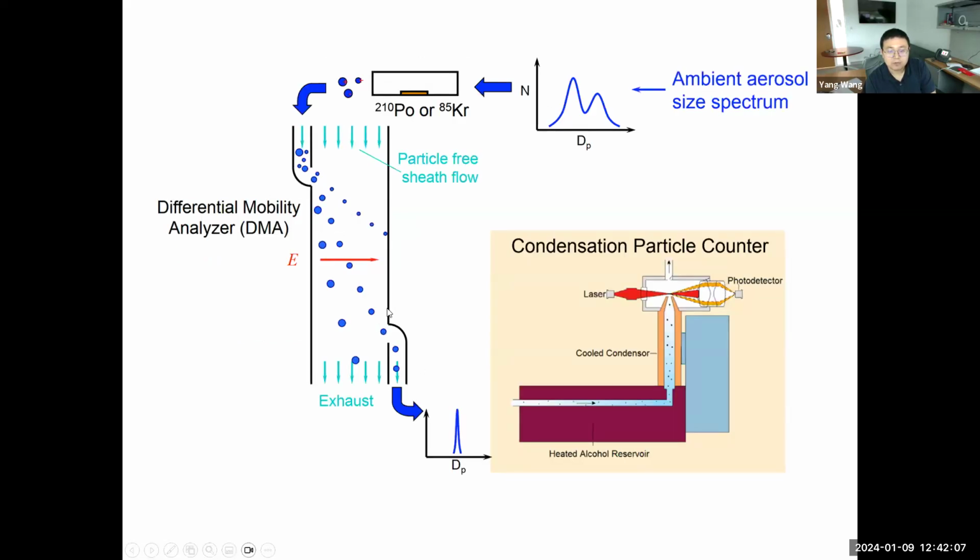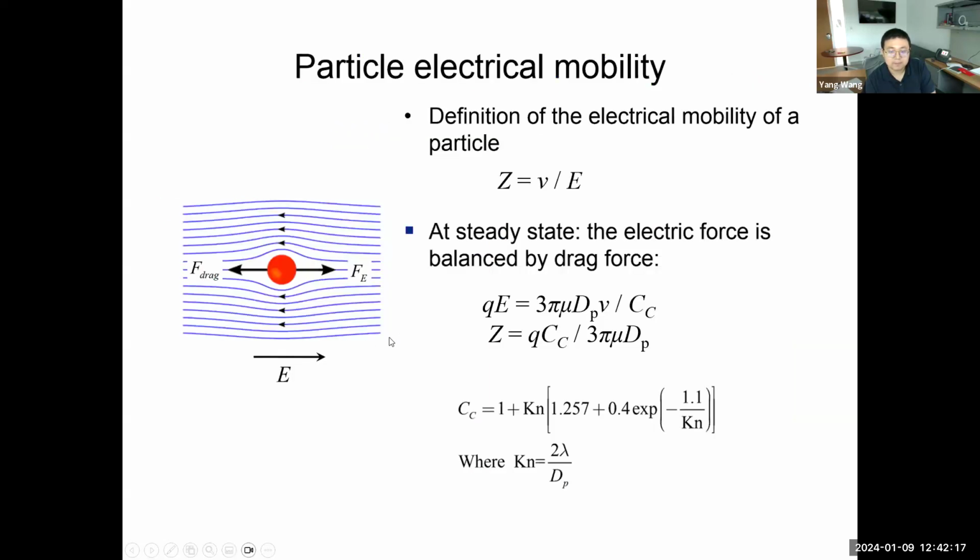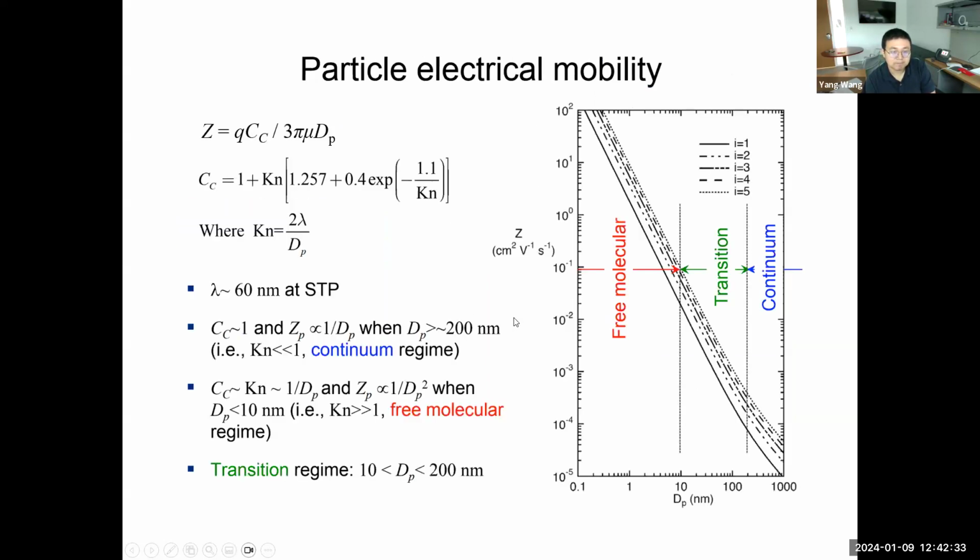That's why, when a certain voltage is applied, or a certain electrostatic force is generated between these two cylinders, only particles with certain sizes can get classified. Further, the C here is the Cunningham slip correction factor. Although it's a function of particle size, it doesn't change this trend, where smaller particles will move faster and larger particles move slower under the same electrostatic force.